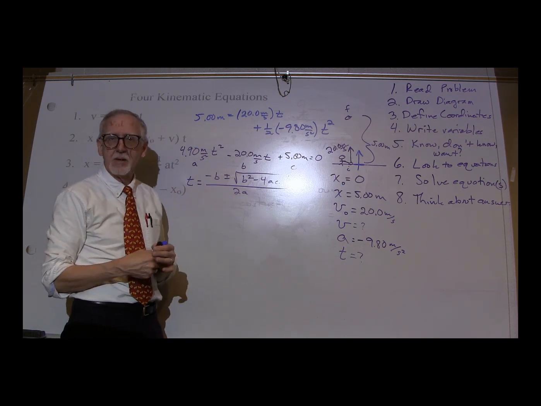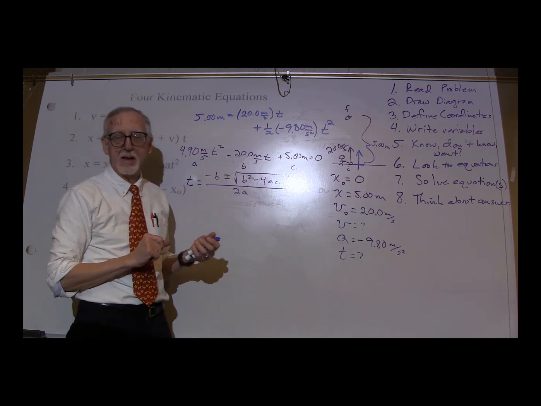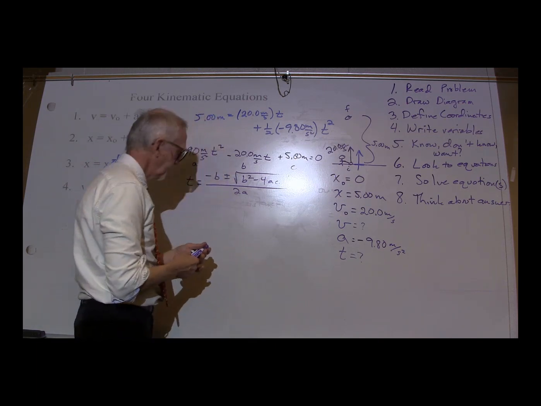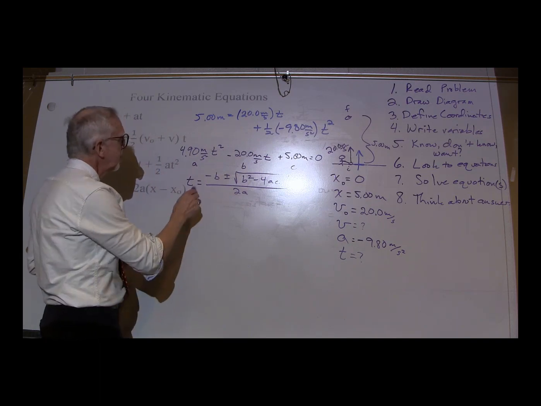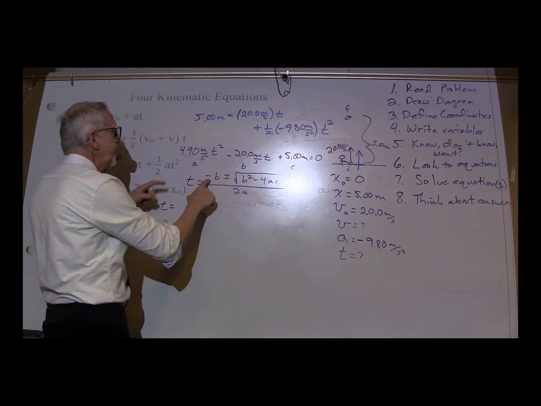Now you do get a card that you can put things on, and you would need to put it on that card if you don't remember it. Okay, let's stick our numbers in. What do we have? We have t equals negative b.